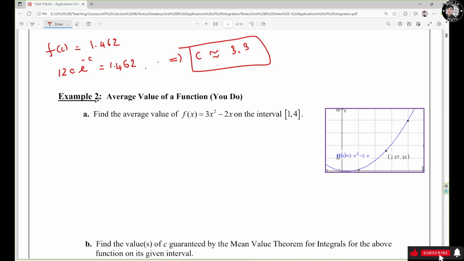Now let's move on to example number 2. Example number 2 is similar to example number 1. I'm going to leave this one for you to practice. I'm going to provide you with the key. The answer key for question A is 16.